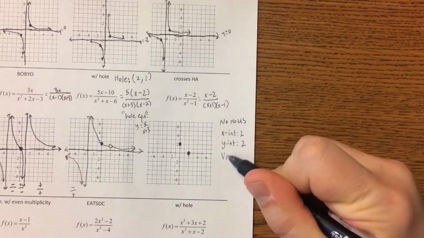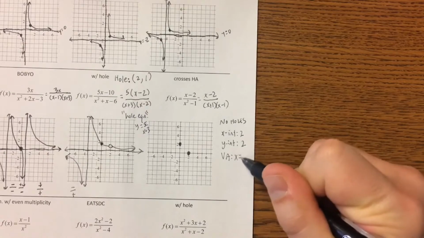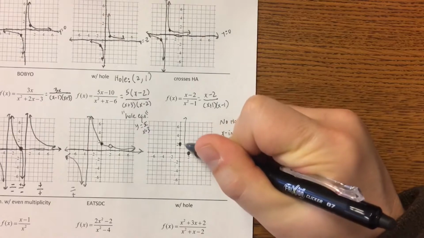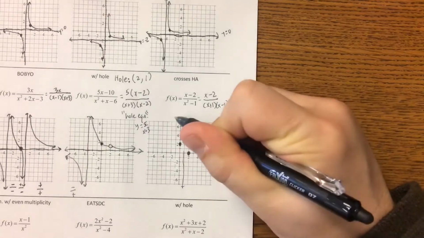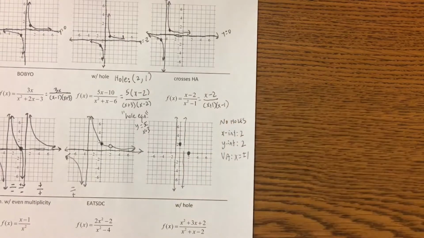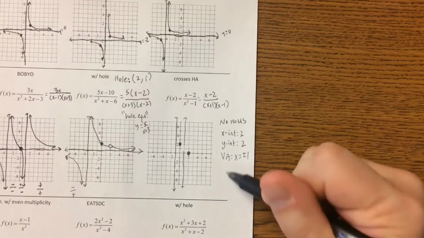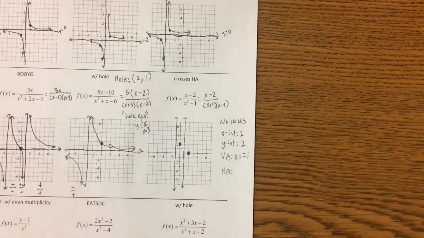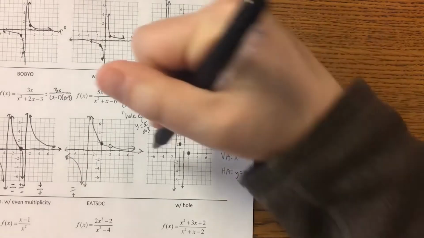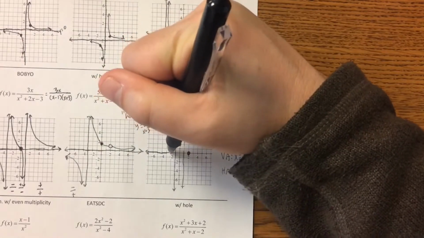I'm going to have vertical asymptotes at x equals plus or minus 1. So vertical asymptote here, vertical asymptote here. And then finally, a horizontal asymptote, since the degree on the denominator is bigger, is going to be at y equals 0. So this is all we have here.